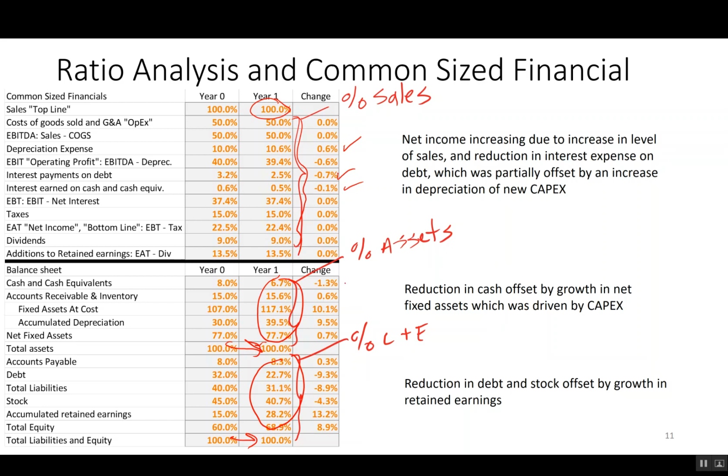On the asset side, you can see our cash as a percentage of total assets went up, and I have that big chunk of fixed assets coming in through CapEx. On the debt side, we paid down debt, and we decreased our stock with the repurchase, and we increased our retained earnings. So you can see a big switch from debt financing to equity financing.